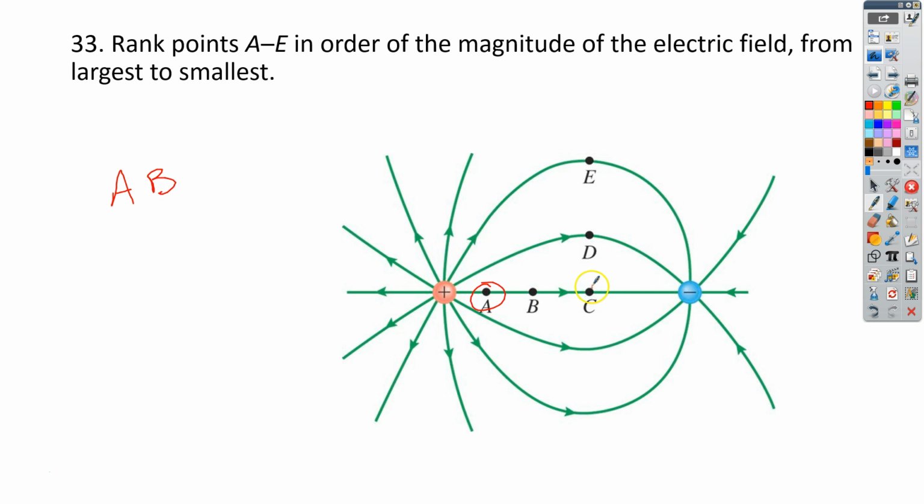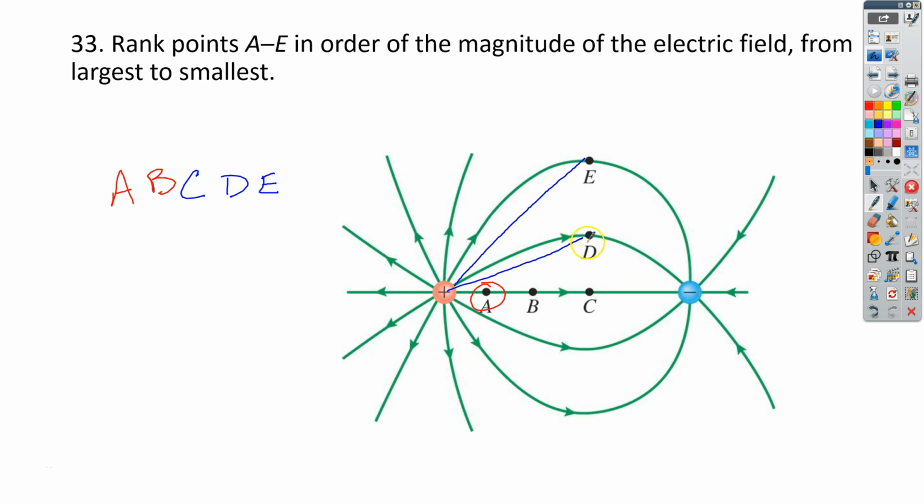The next closest out of C, D, and E, now we have to look at the distance from the charge out to the letter. So C would be next, and then we can draw a straight line here. That would make D next, and then finally this is our furthest charge away, which would be letter E. So that's how we rank those points.